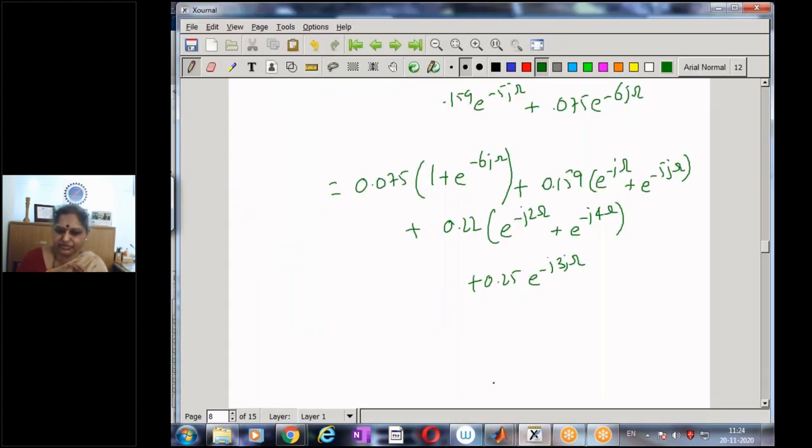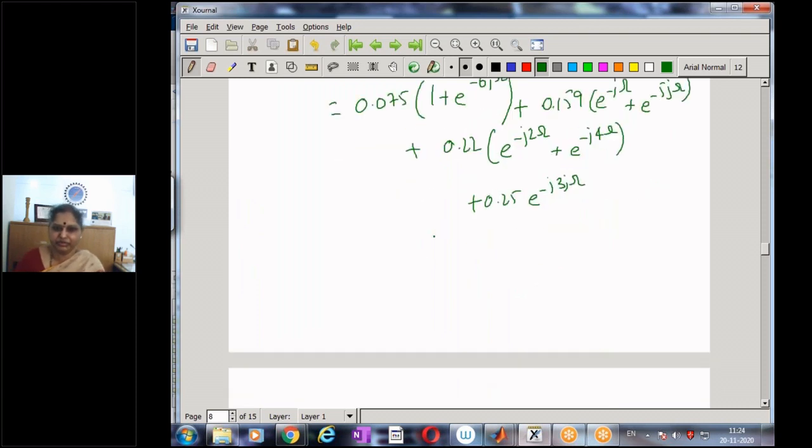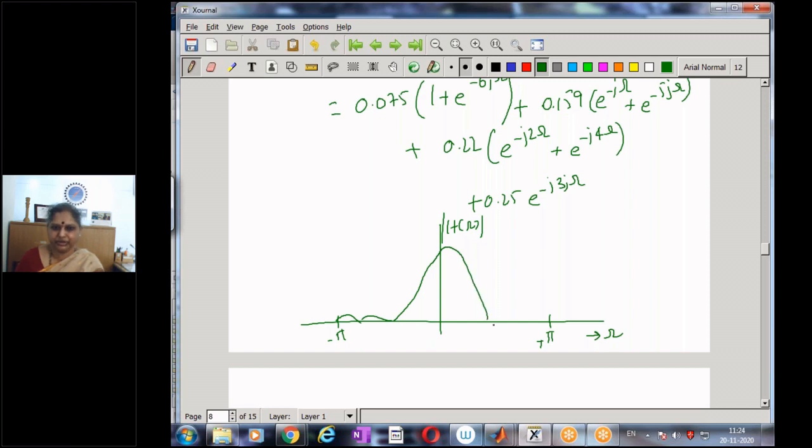So now if I try to sketch my designed filter frequency response, since I have taken the help of MATLAB, I was able to implement this. Omega, the magnitude response, say minus pi to plus pi. And what I have is some ripples, and then it goes up, and this is what I'm getting. So this is the frequency response of the filter that we have designed.